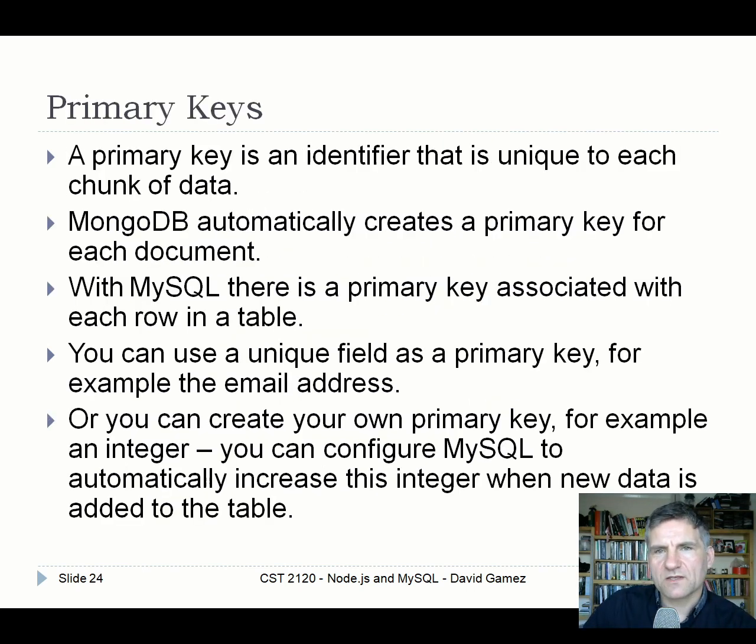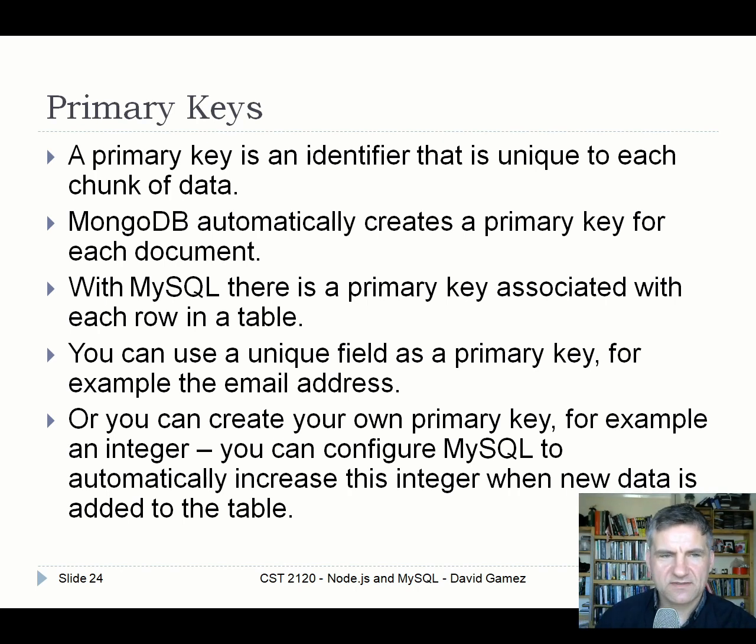If you remember with MongoDB, we had what's called a primary key, this unique identifier, the object ID. Each document has this unique identifier, which is generated by MongoDB. So this is what's called a primary key, an identifier that's unique to each chunk of data. With MySQL, within each table, you have a primary key. So each row has to have something unique about it that separates it from the other rows. With MongoDB, the object ID is unique to the entire database, whereas with MySQL, the primary key only has to be unique within an individual table.